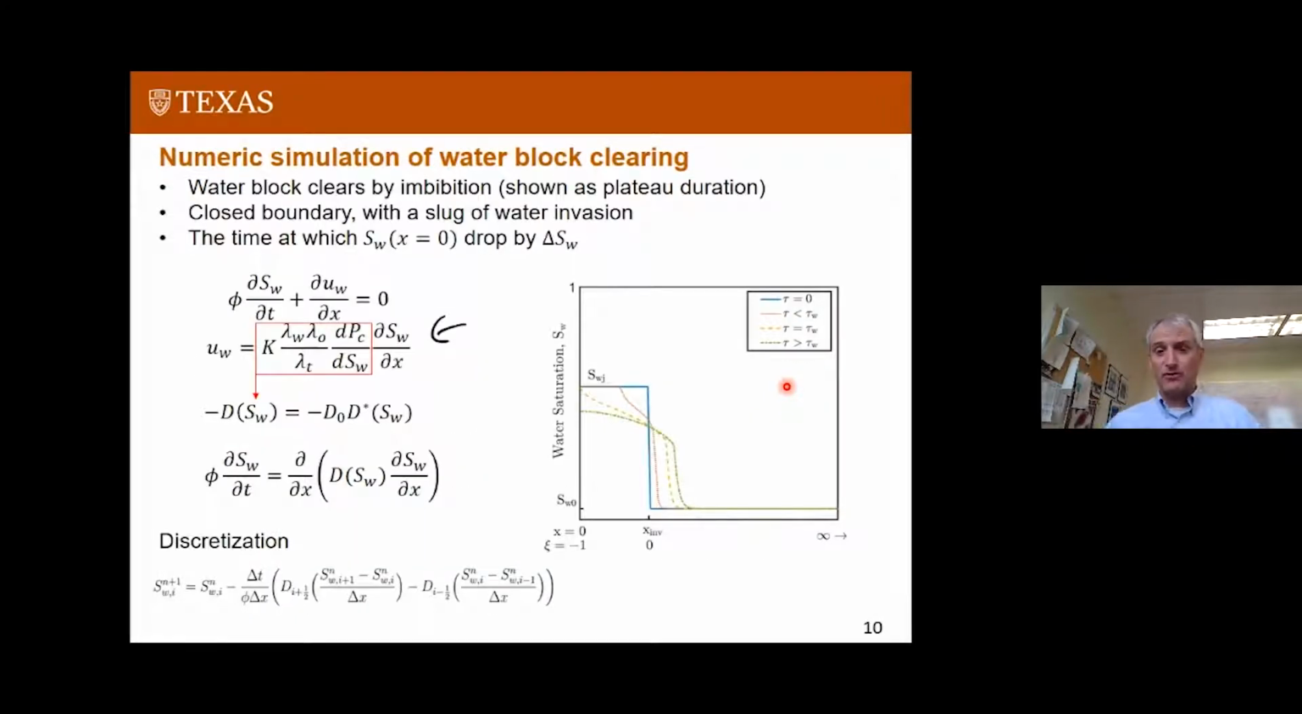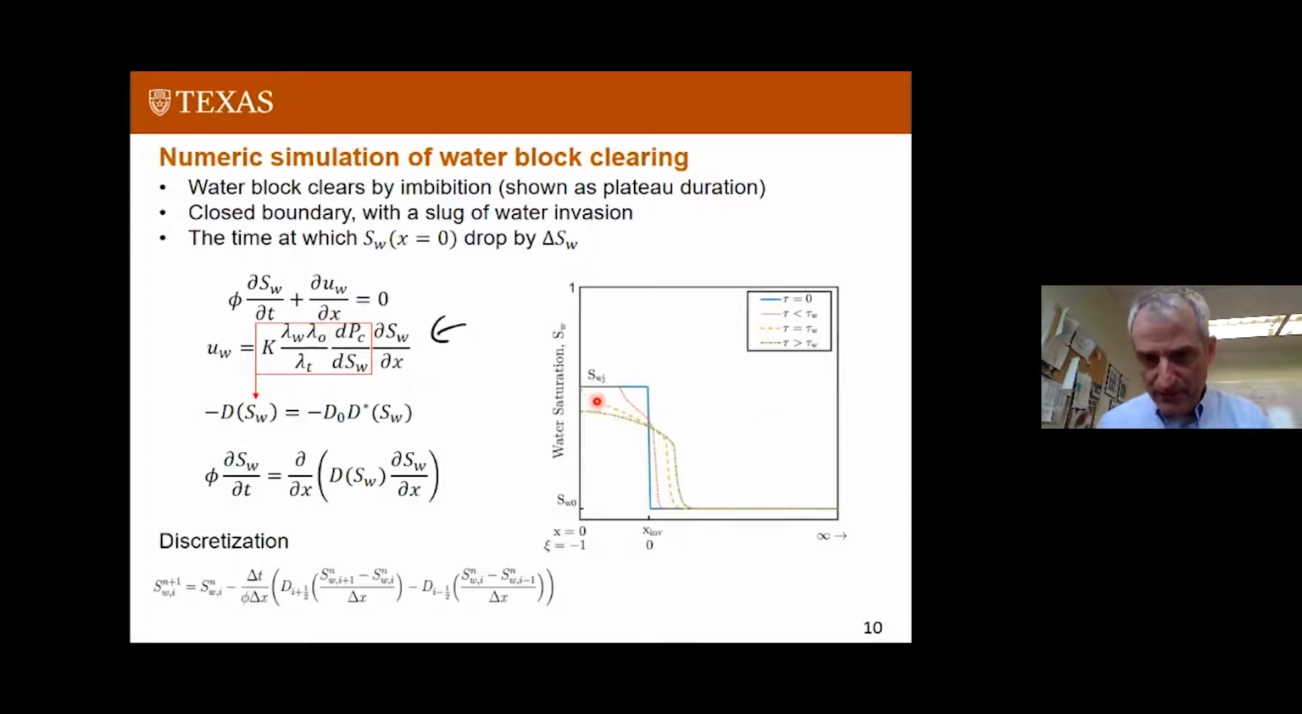Okay, so the equations for capillary imbibition are well known. You can write down the mass balance equation. You can write down the flux due to a capillary pressure gradient. You get a certain diffusivity type of form, and you can write down the equation. We can discretize this. We can model it with our initial water block or initial amount of water in like this. And then after a time later, you can see the saturation drop.